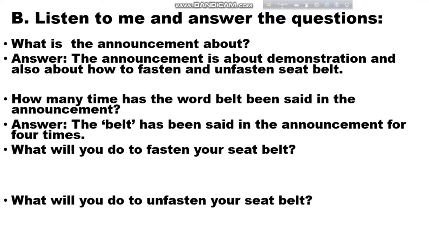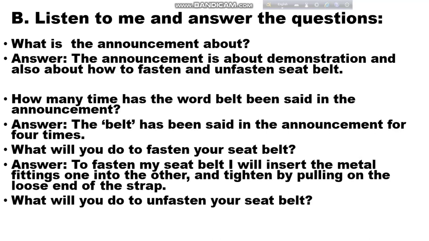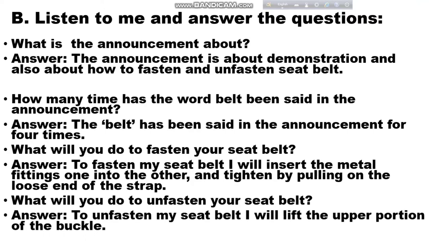Question number 3. What will you do to fasten your seat belt? Answer. To fasten my seat belt, I will insert the metal fittings one into the other and tighten by pulling on the loose end of the strap. Question number 4. What will you do to unfasten your seat belt? Answer. To unfasten my seat belt, I will lift the upper portion of the buckle.